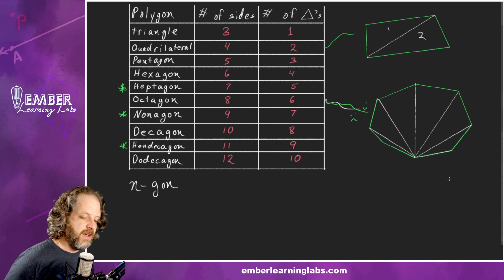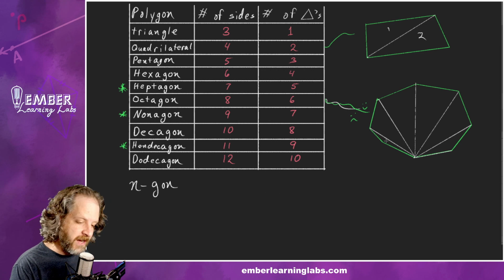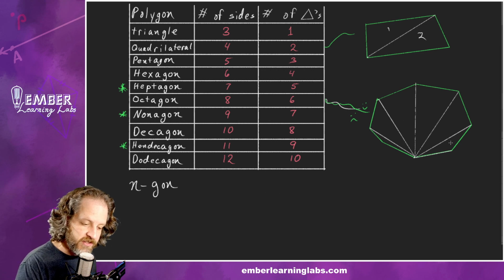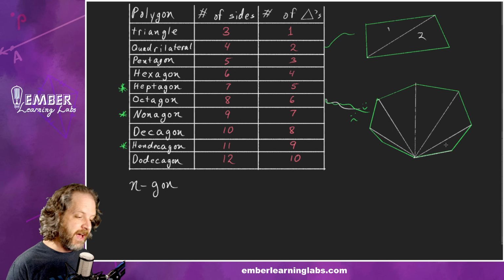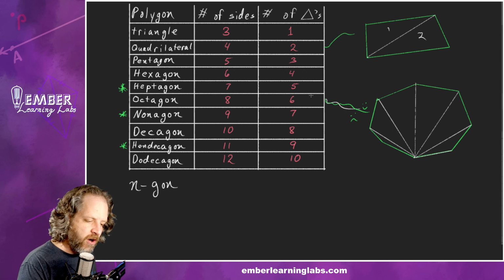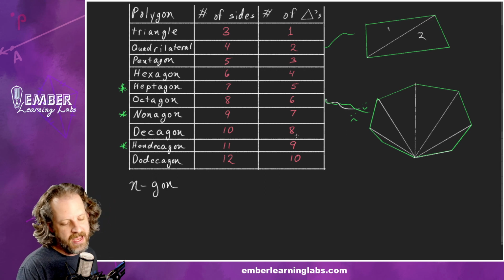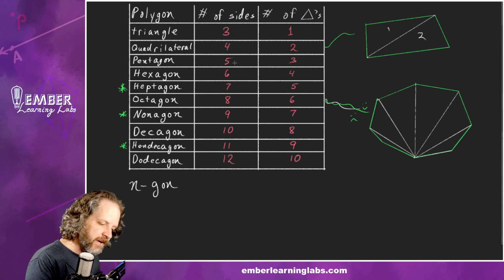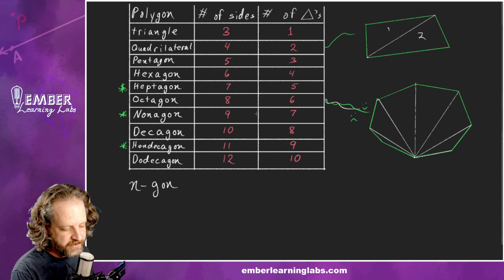For an 8-sided figure, I can make 1, 2, 3, 4, 5, 6 triangles out of it. Now, this is important. You notice it's always 2 less. For a decagon, a 10-sided figure, I can make 8 triangles. For a pentagon, 5-sided, I can make 3 triangles.